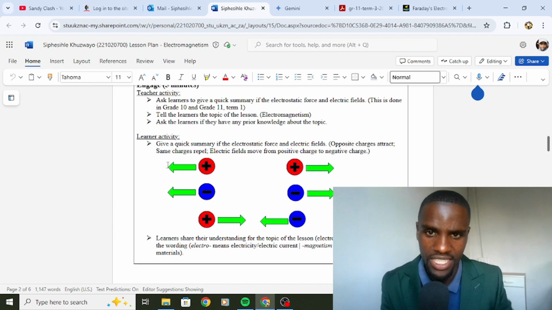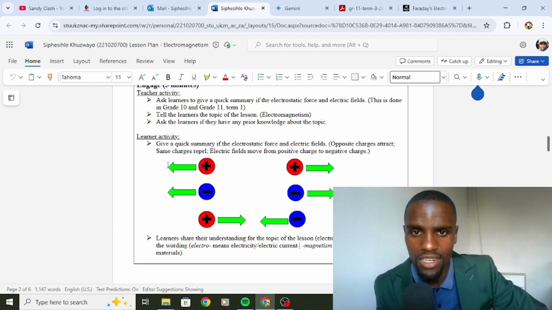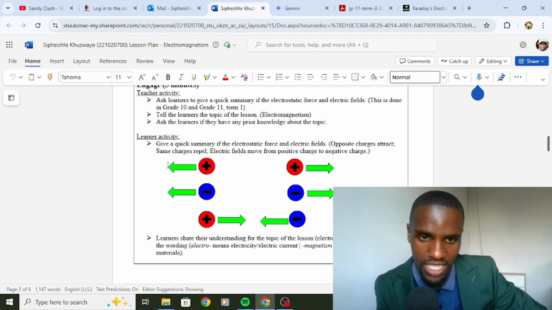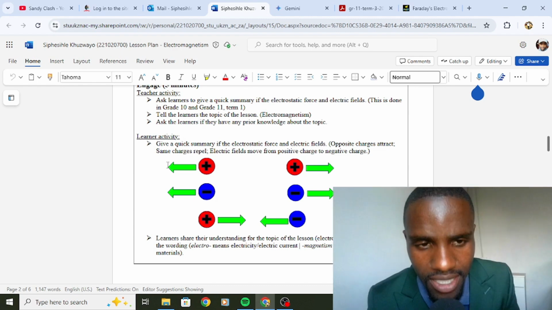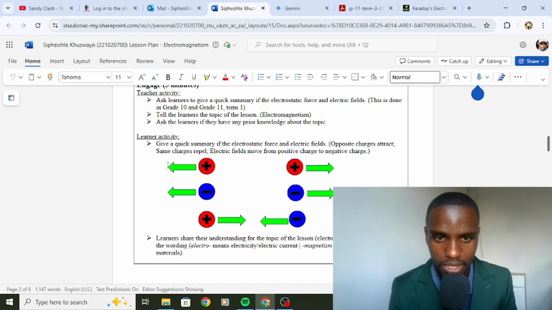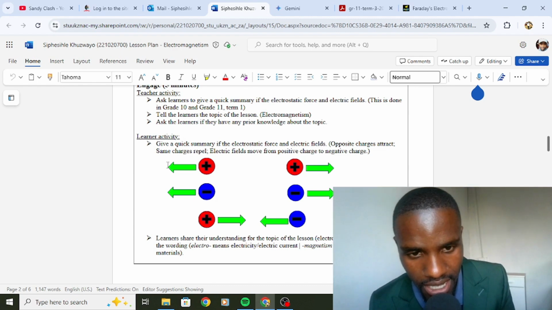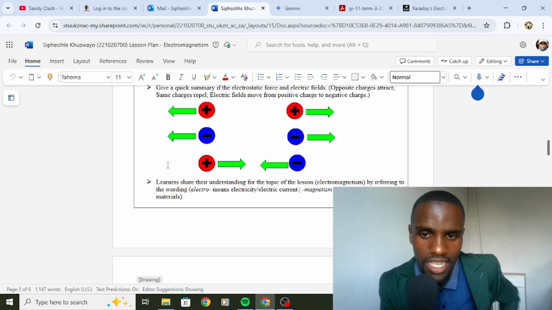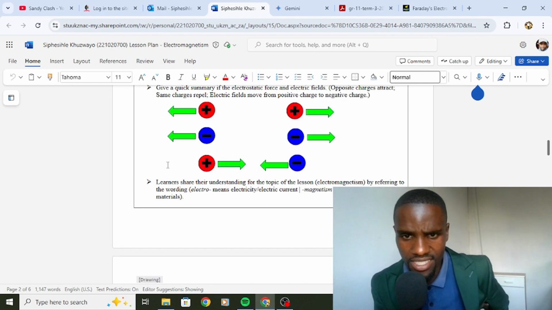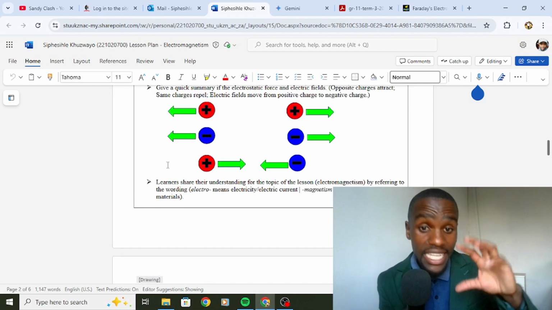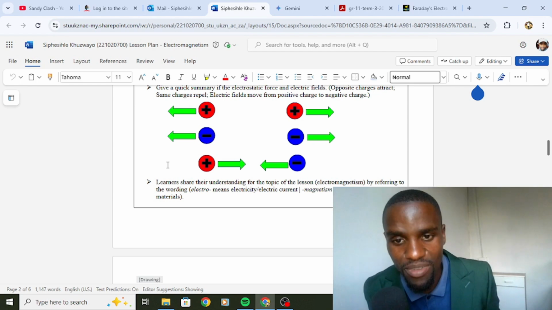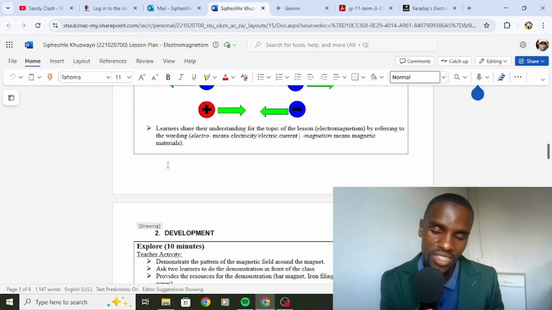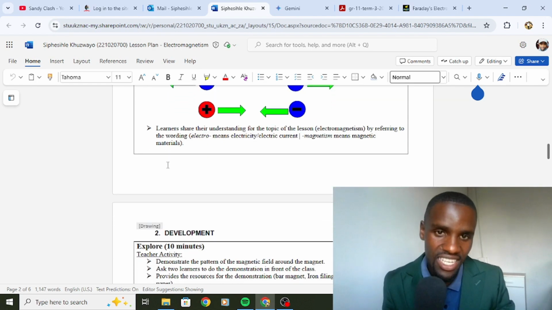Learners responded to the question, which was to give a quick summary of electrostatic force and electric field. They reminded me that charges that are the same repel each other, and charges that are unlike attract each other. Then learners shared their understanding of the topic by referring to electric current. And then magnetism means magnetic materials, which can be iron, which can be nickel, and so forth.